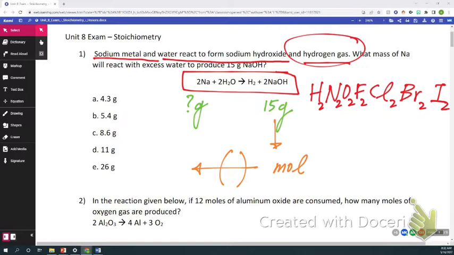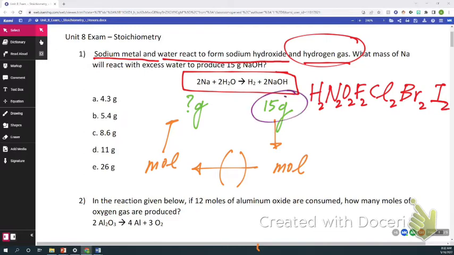And this time around, they give you the end product, and they want you to ride the train back up to the reactant side, the ingredients. So once you change 15 grams to moles, you ride the mole ratio train back over here to sodium, find moles of sodium, and then go back to grams. Okay, this is the move: grams to moles, mole ratio train, and then back to grams. Simple as that. Right?